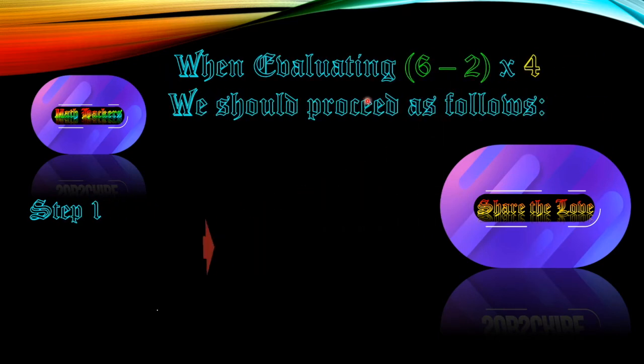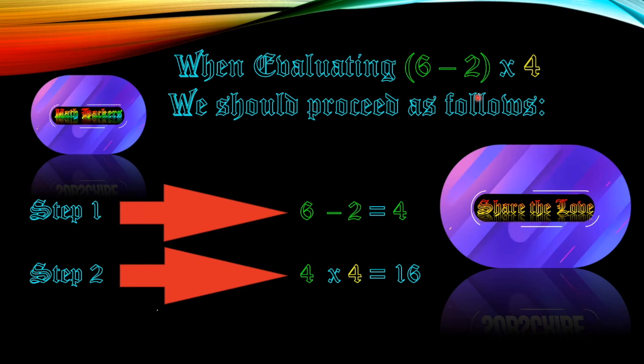When evaluating 6 minus 2 times 4, we should proceed as follows. Step 1. Brackets are given first priority, as in 6 minus 2, 4, followed by step 2, which is applying the final touches and tying up the loose ends. Since we know this is 4 from step 1, all you've got to do is tie up the loose ends, as in 4 times 4, which gives us the final result of 16. Please note, the numbers are color coordinated.